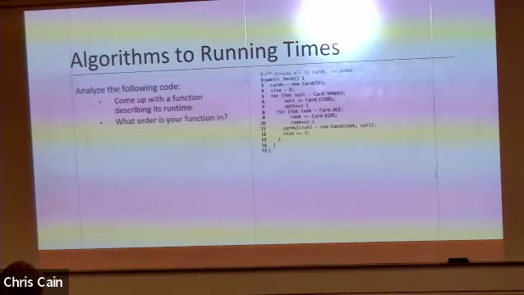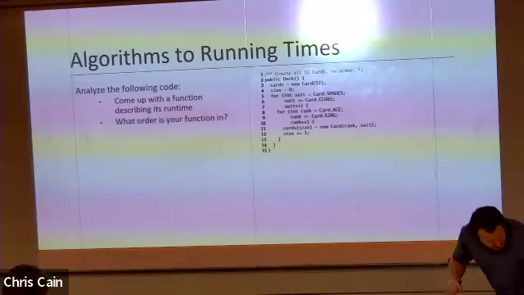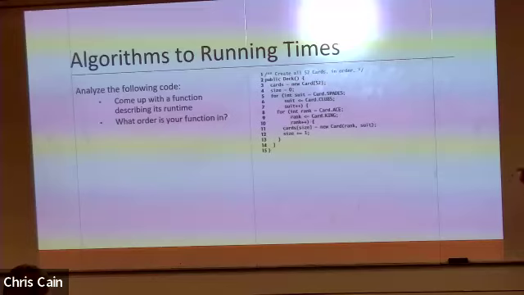Let's do it again. This is a deck constructor making a deck of cards. Take a few minutes, go ahead and write out how many times you think each line is being run. Make a table and see if you can create a function from that table that describes the order of growth of this method.